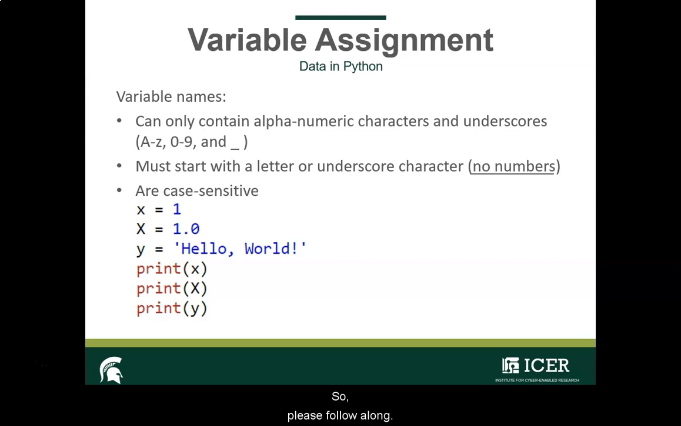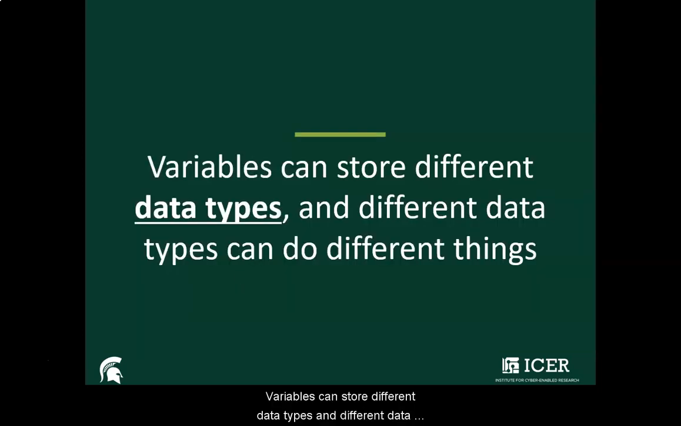So please follow along. In this case, you have a lowercase x is 1, uppercase X equals 1.0, and y equals our hello world string. If I use the print statement on each of these variables, keeping in mind the case sensitivity of x, you will see the differing outputs. Variables can store different data types, and different data types can do different things. This is so important, we will be spending quite a bit of time over the next few modules on the different data types and the different things they can do for you.